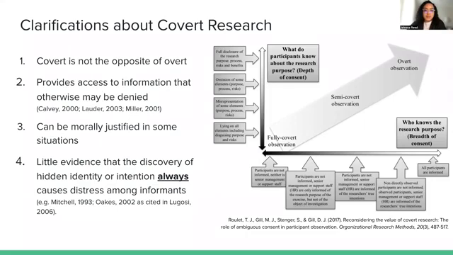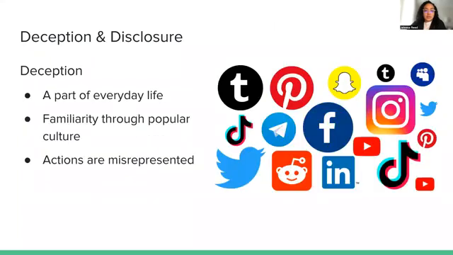Researchers believe that the majority of these criticisms are based on deductive reasoning, and there is little evidence that the discovery of the researcher's hidden identity or intention always causes distress among informants. Researchers also argue that deception and disclosure are overgeneralized and conflated. They are discussed as the same thing, but there are important differences that make one more ideal than the other.